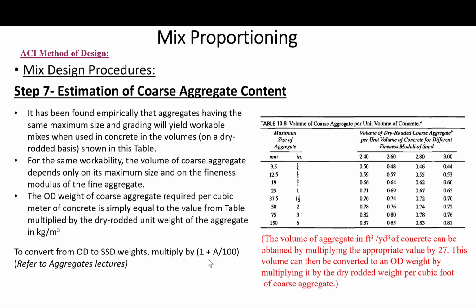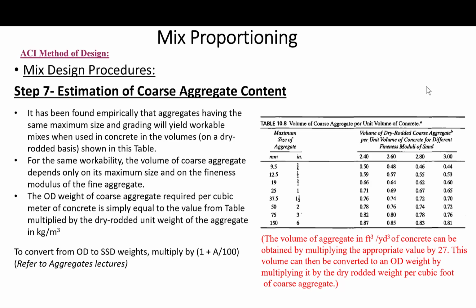The next thing, step number 7, is the estimation of the coarse aggregate content. It has been found empirically that aggregates having the same maximum size and grading will yield workable mixes when used in concrete in the volumes shown in this table right here. This is based on a dry rodded weight basis.